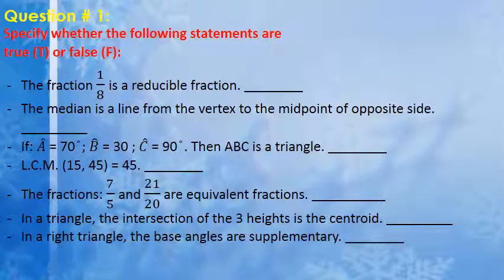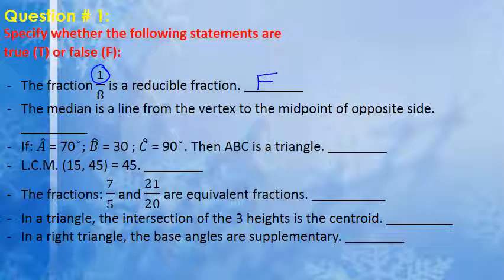Question number 1. We should specify whether the following statements are true or false. If the statement is true, we write T. If the statement is false, we write F. The fraction 1/8 is a reducible fraction. This statement is false because in a fraction when the numerator is 1, the fraction should be irreducible and not reducible.